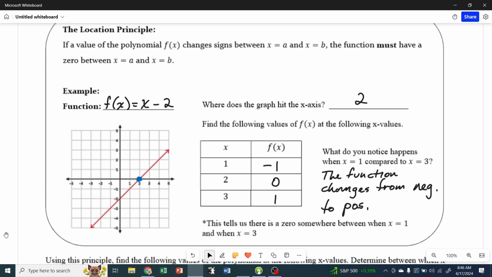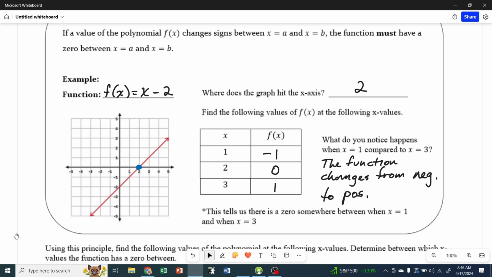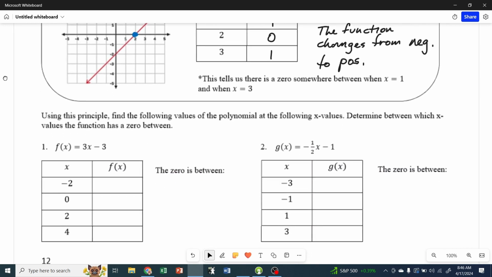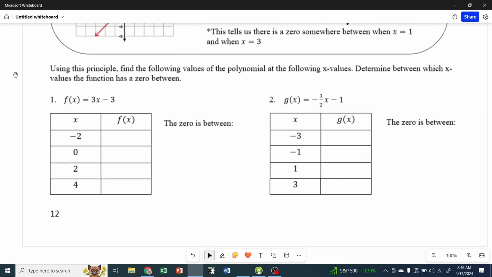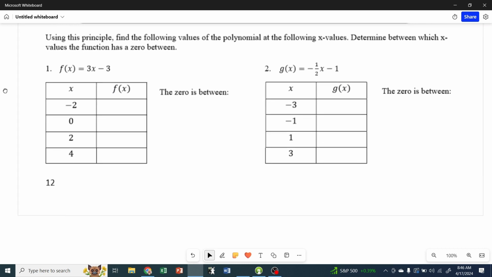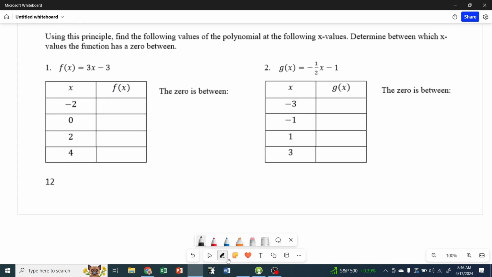So what this does is it tells us there is a zero somewhere between when x is equal to 1 and x is equal to 3. And there is, at x equal to 2. So what we can do is take other functions and plug in, and then we can discuss what's going on with those functions.